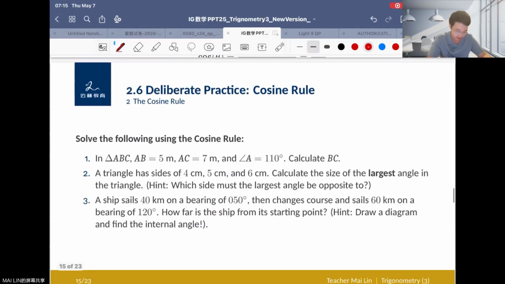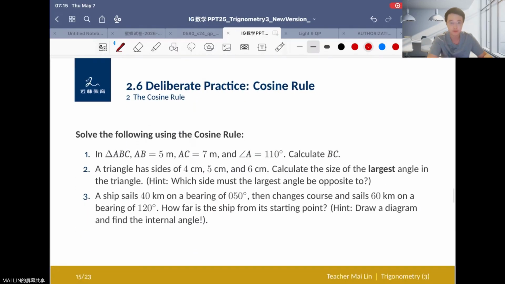And here there's a little bit of practice for you. If you're not very familiar with it, you can just follow with me. But if you're very sure about the answer, you can try yourself and then pause the video. Okay, let's move to the first question.